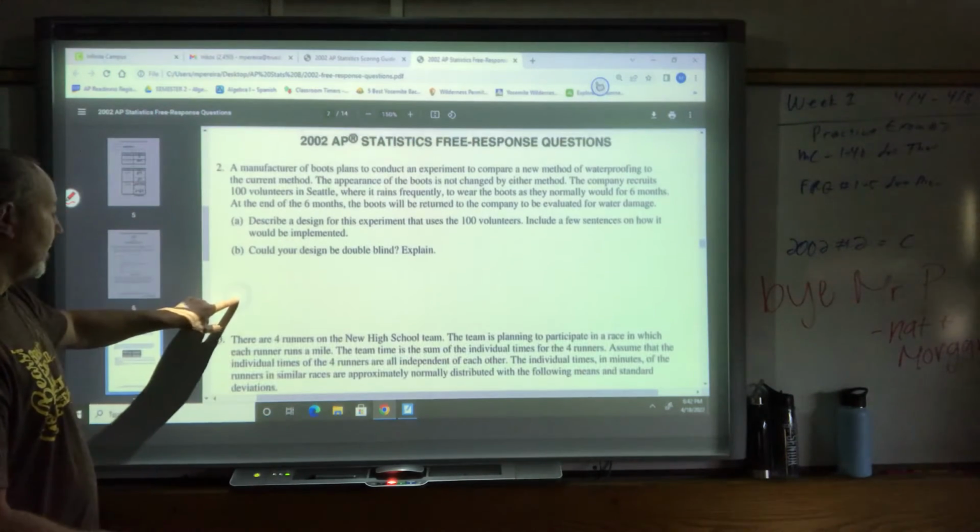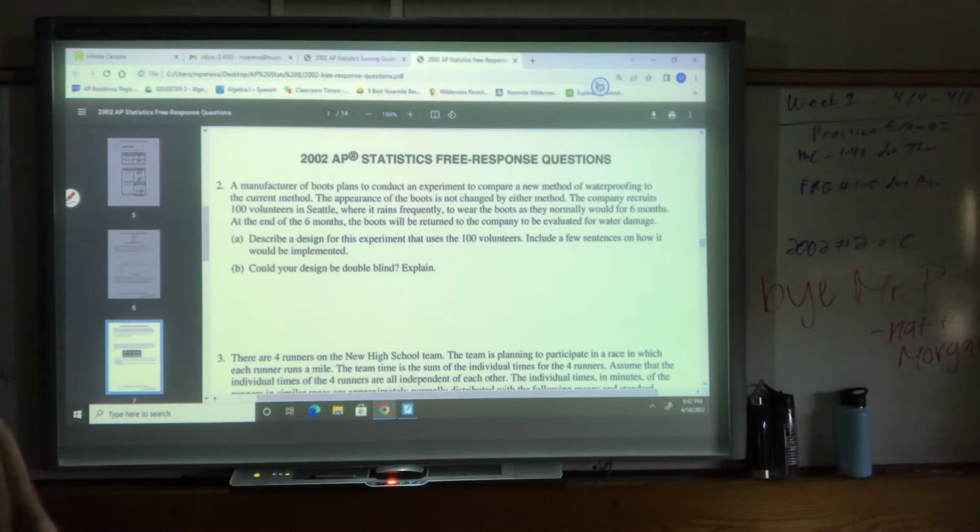Another experiment here, okay? A manufacturer of boots plans to conduct an experiment to compare a new method of waterproofing to the current method. The appearance of the boots is not changed by either method. That's important because if I'm wearing the boots, I wouldn't know if they're treated or not. I can't tell. The company recruits 100 volunteers in Seattle, where it rains frequently, to wear the boots as they normally would for 6 months.